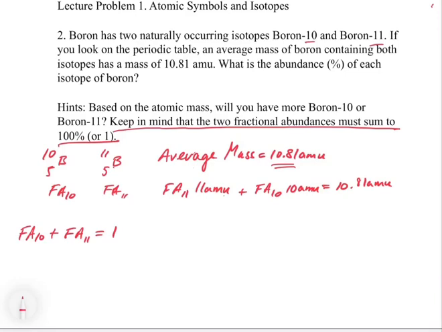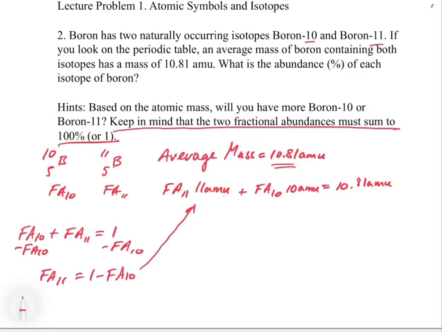And the variable, we can pick either one, but I'm going to pick the fractional abundance of 11 to get rid of that one. So what I can do is subtract the fractional abundance of 10 from both sides. And what I get is the fractional abundance of 11 is going to equal 1 minus the fractional abundance of 10. And now I can plug this in up here.